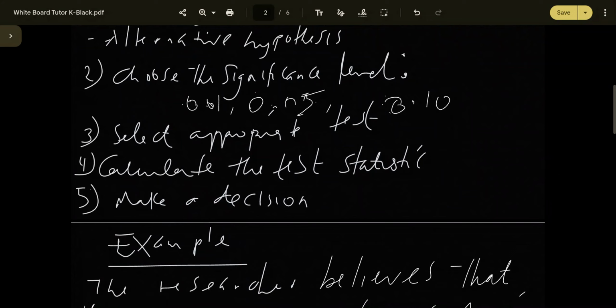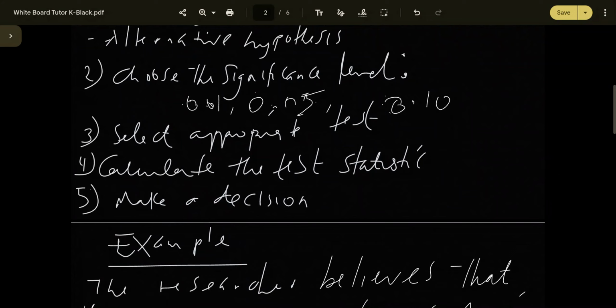Then the fourth step, you're going to calculate the test statistic. This simply involves finding a value that can be compared against the theoretical distribution to determine the likelihood of the observed data under the null hypothesis that you made in the first step.